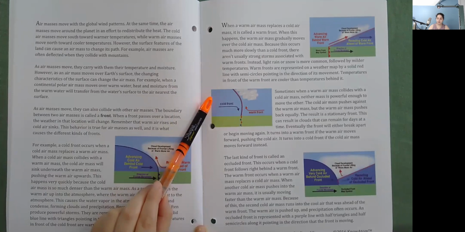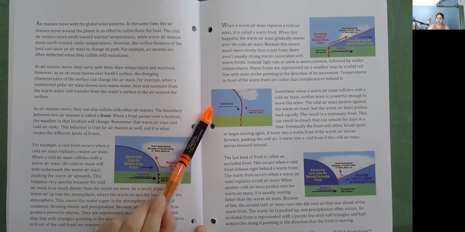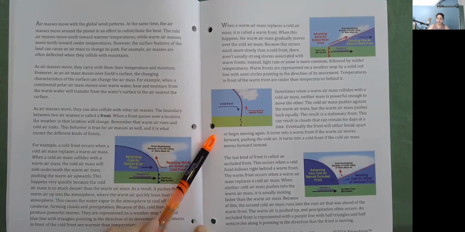Sometimes when a warm air mass collides with a cold air mass, neither mass is powerful enough to move the other. The cold air mass pushes against the warm air mass, but the warm air mass pushes back equally. The result is a stationary front. This can result in clouds that can remain for days at a time. Eventually, the front will either break apart or begin moving again. It turns into a warm front if the warm air moves forward, pushing the cold air. It turns into a cold front if the cold air mass moves forward instead.